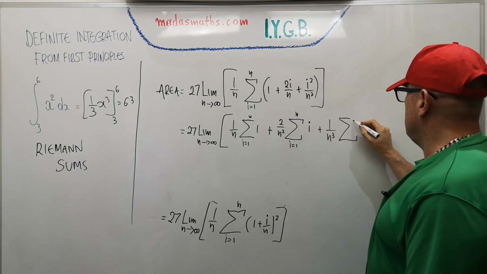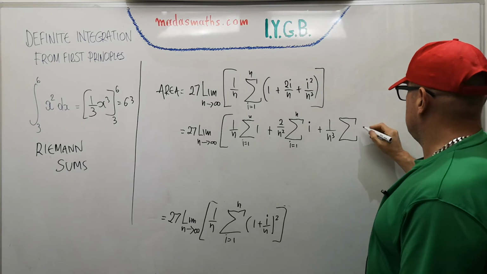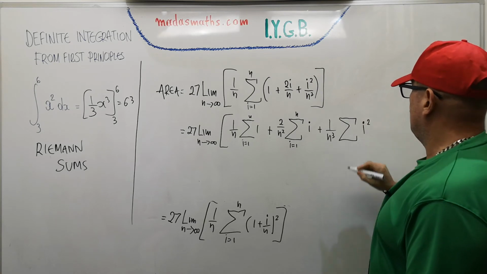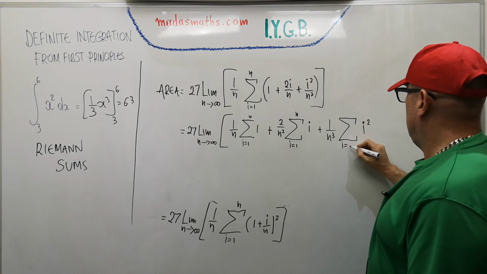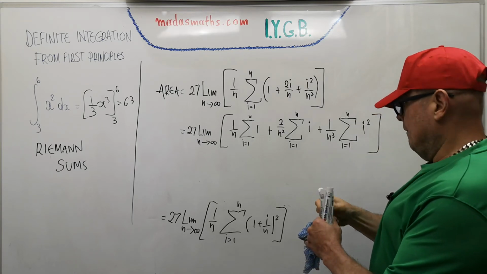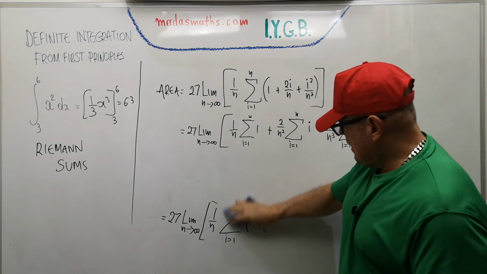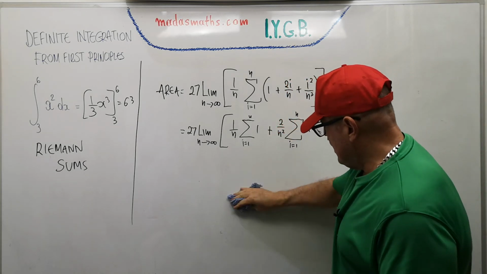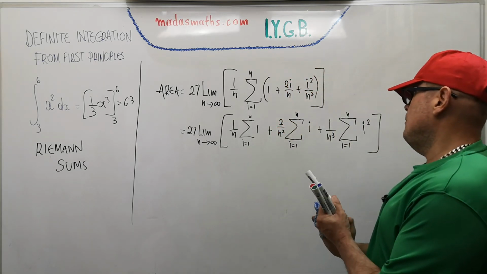And then inside the sigma operator, I will be left just with the i squared. And let's hope it's all sound so far and I haven't missed anything. Okay, let's make more space and let's start now evaluating some of this stuff.